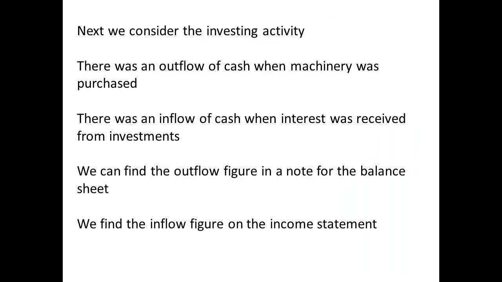We turn next to the investing activities. Did we purchase any non-current assets? Land, machinery, shares in another business, patents or other intangibles? We can identify one purchase, machinery, which represents an outflow of cash. We can also find an inflow. Interest was received from investments.